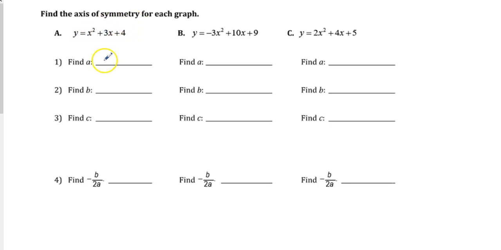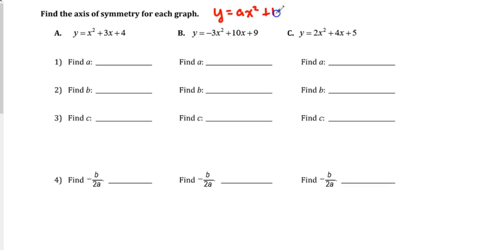Now, it turns out there is a formula. We can find the axis of symmetry by finding the negative, or the opposite, the way I'm going to say it this time, the opposite of b divided by 2a. Well, what is this b and a? Well, the a is the number in front of the x squared. So let's write that out. A is the coefficient of x squared.